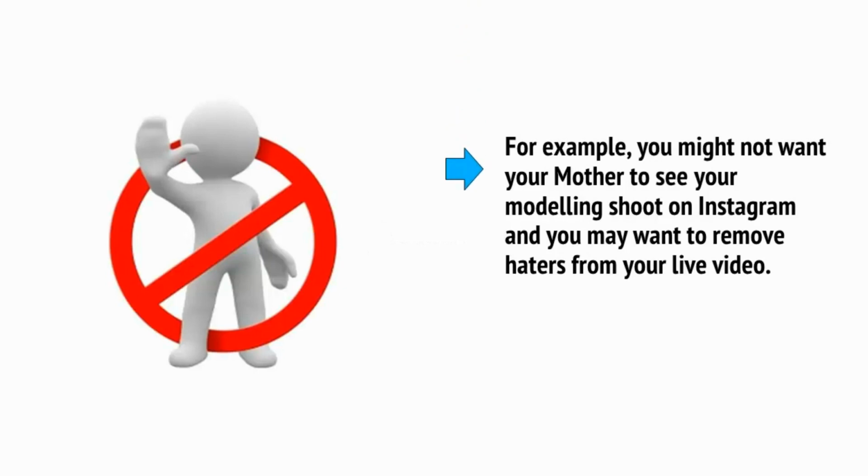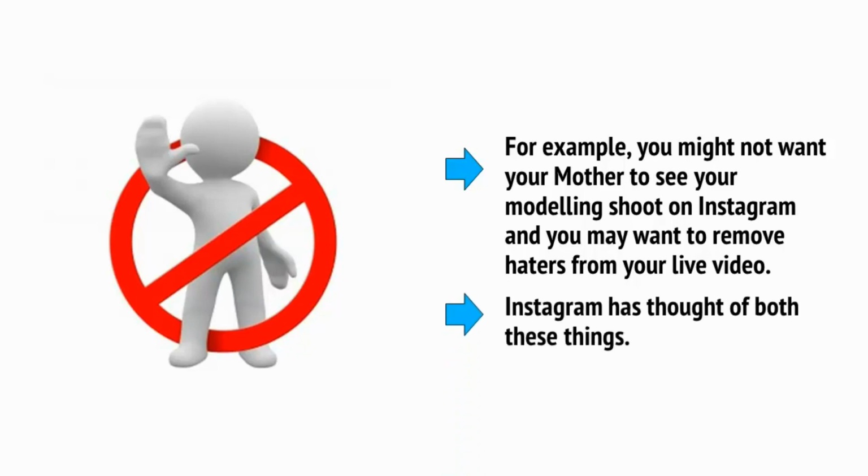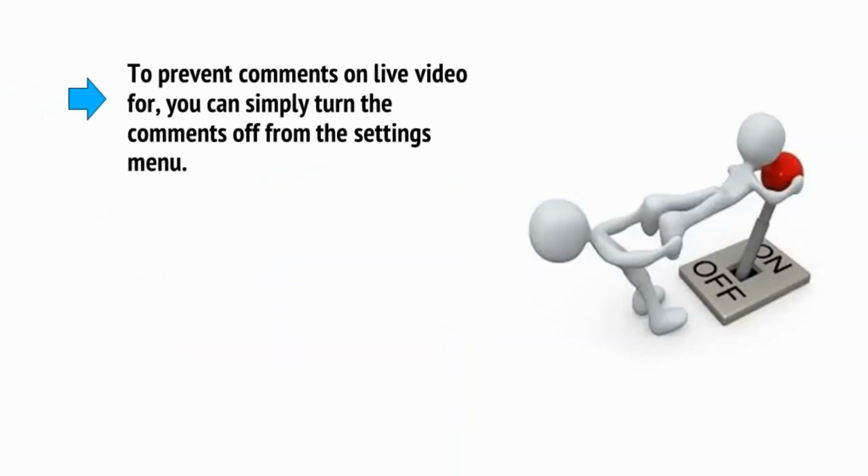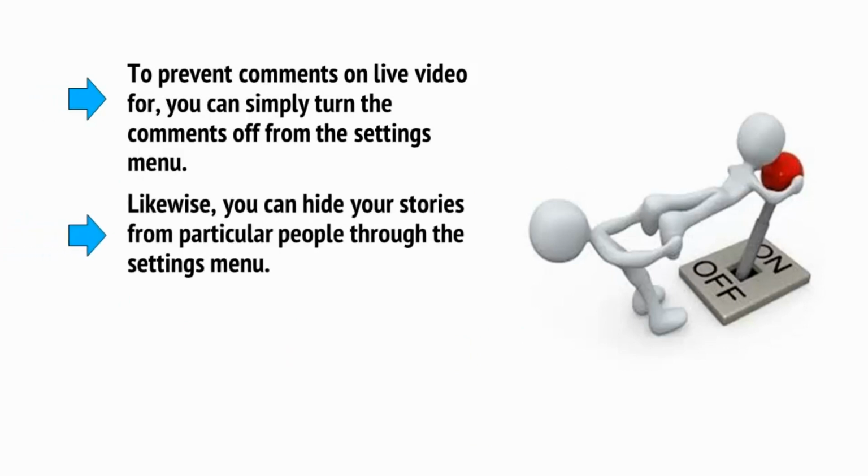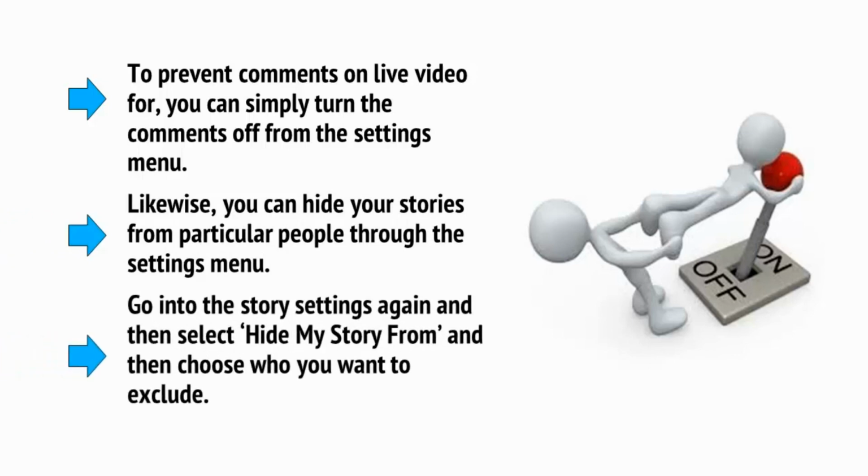Security and privacy is always important, even when you are a marketer and your aim is to reach as many people as possible. For example, you might not want your mother to see your modeling shoot on Instagram, and you may want to remove haters from your live video. Instagram has thought of both of these things. To prevent comments on live video, you can simply turn the comments off from the settings menu. Likewise, you can hide your stories from particular people through the settings menu. Go into the story settings again and then select Hide My Story From and then choose who you want to exclude.